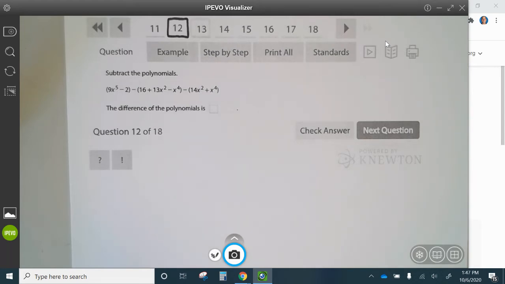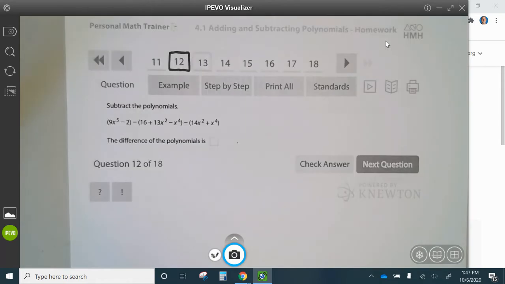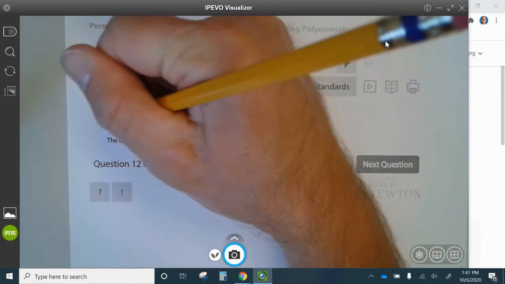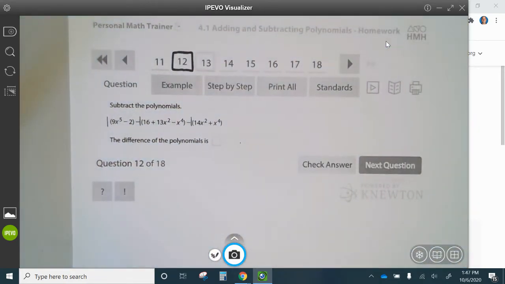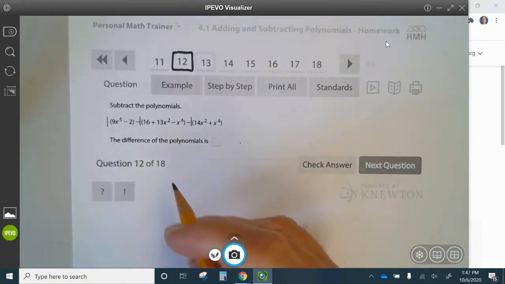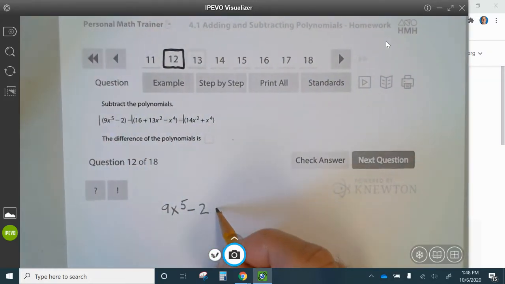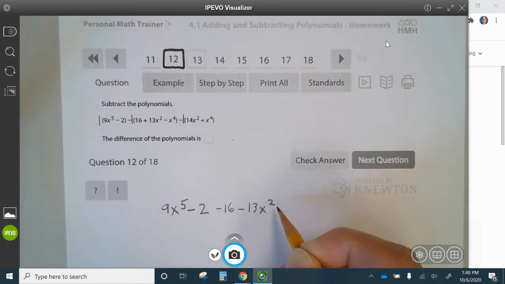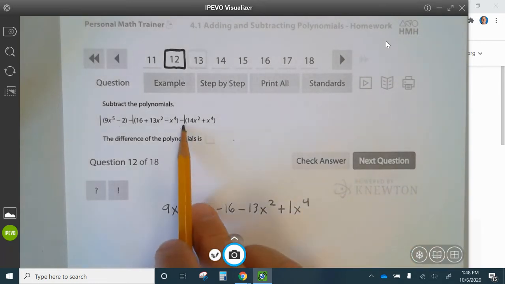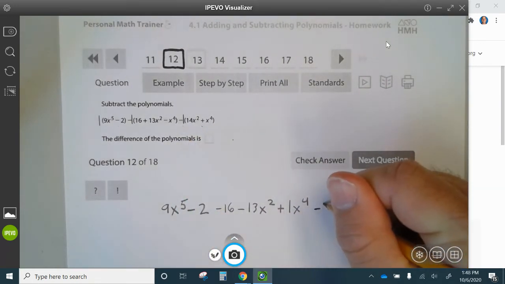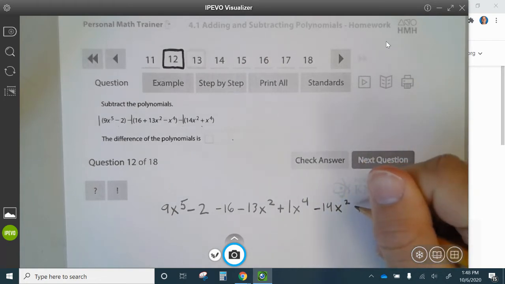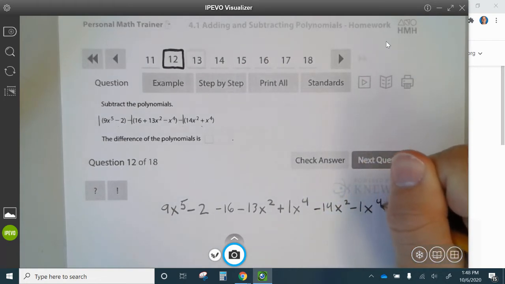Question number 12. Okay, subtract the polynomials. So we're going to put a 1 here, and a 1 here, and a 1 here. So we need to multiply this by 1, which is just 9x to the 5th minus 2. But now we need to multiply this by negative 1. So that's negative 16 minus 13x squared plus 1x to the 4th. Now we need to multiply this by negative 1. So negative 14x squared minus 1x to the 4th.